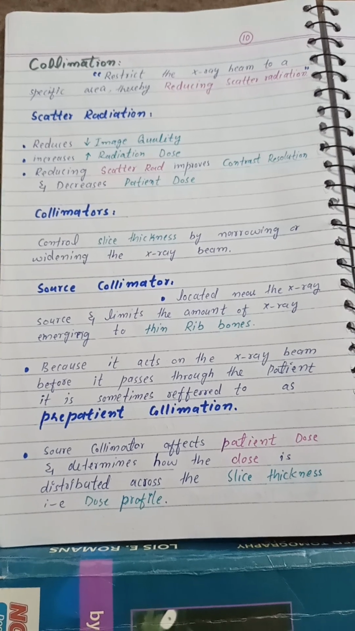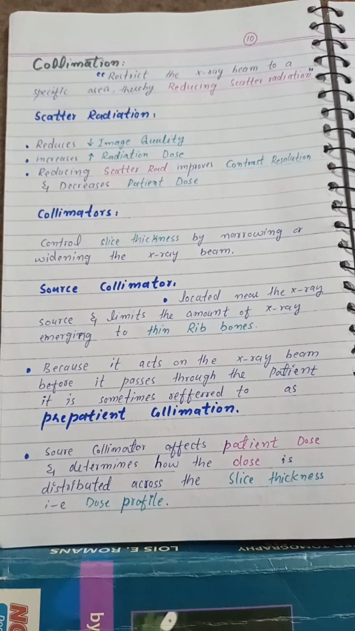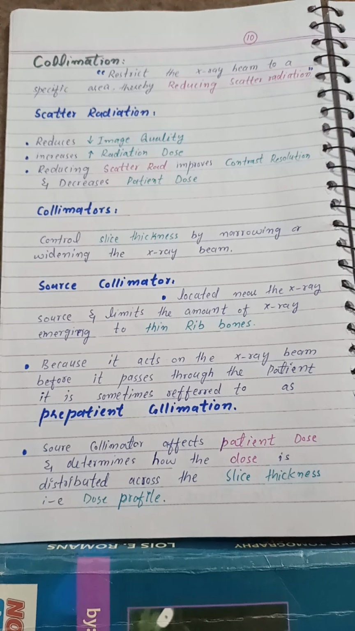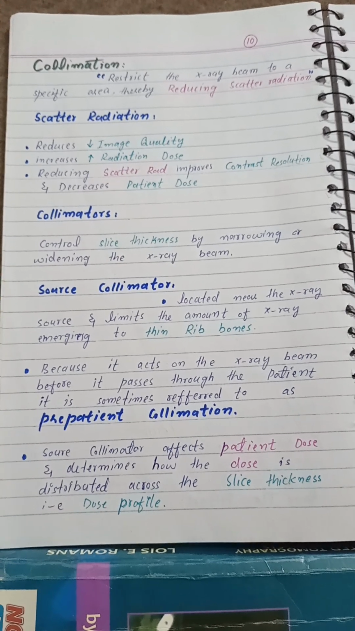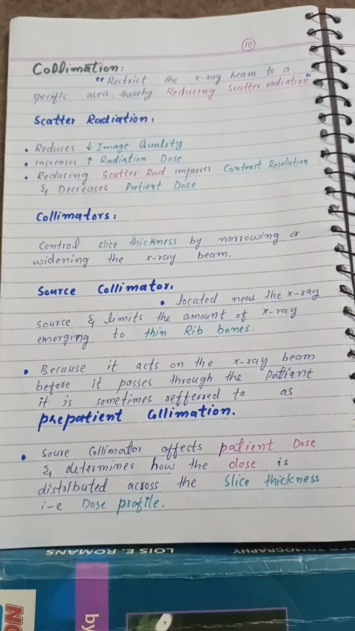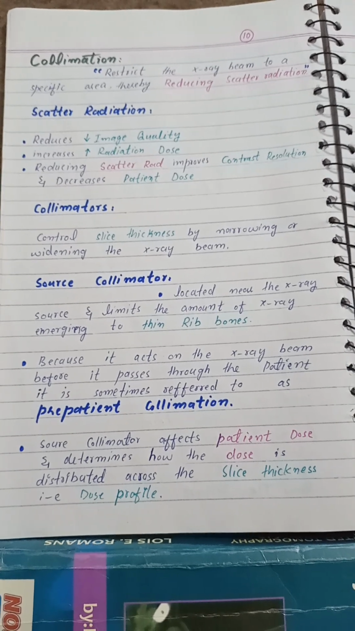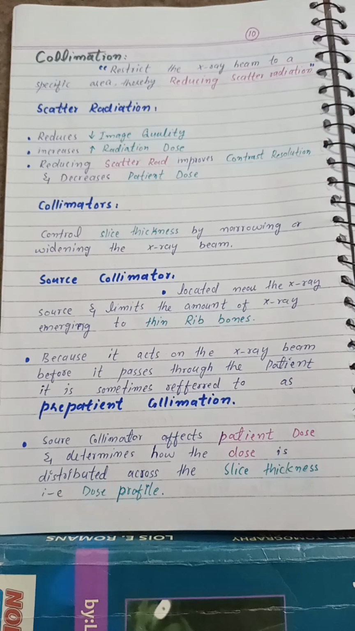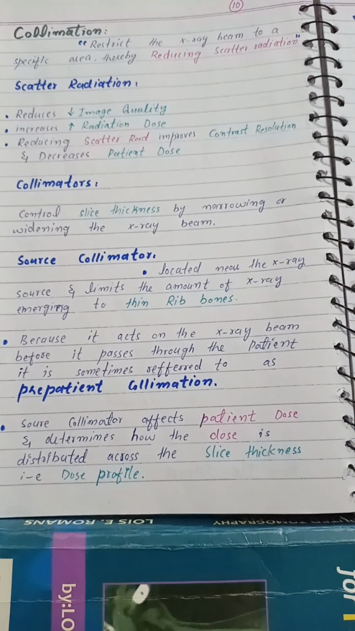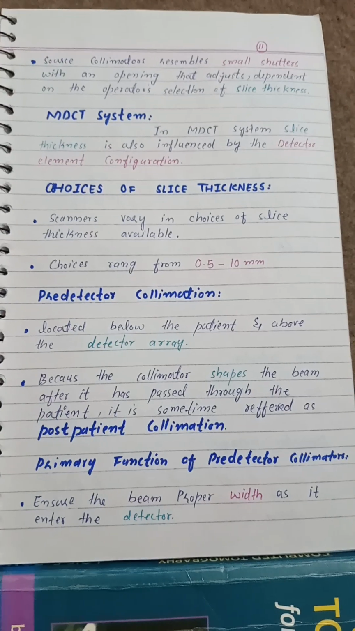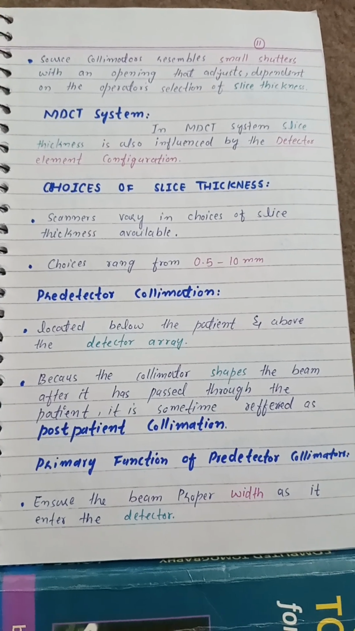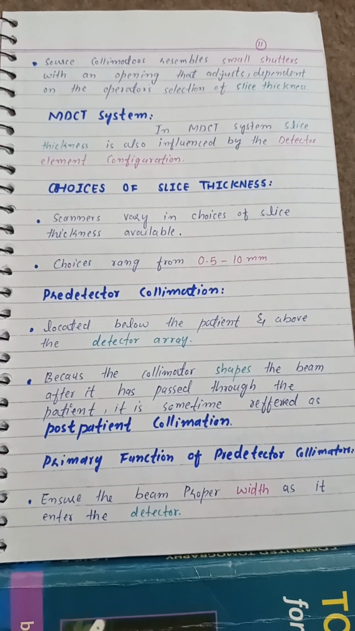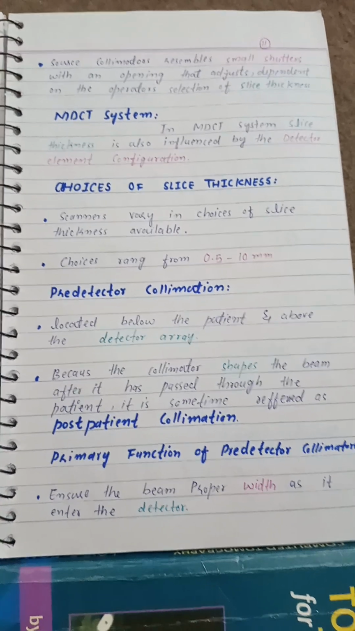The source collimator is located near the X-ray source and limits the amount of X-ray emerging, to a thin ribbon. Because it acts on the X-ray beam before it passes through the patient, it is sometimes referred to as pre-patient collimation. Source collimators affect patient dose and determine how the dose is distributed across the slice thickness, that is the dose profile. Source collimators resemble small shutters with an opening that adjusts depending on the operator's selection of slice thickness.